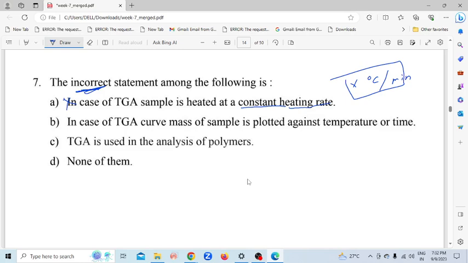In case of TGA curve, mass of sample is plotted against temperature or time. Yes, it is also correct, because it shows mass loss versus temperature or time. So it is also a correct statement, so it is not the right option.